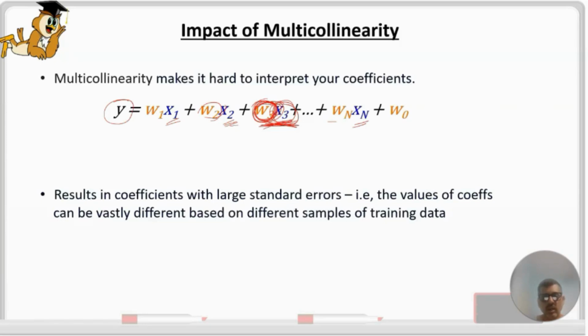So if you had multicollinearity, the standard error of that coefficient is going to be high, which means that the value of W3 could vastly differ depending on which subset of the training data you took to run your regression. Now this is sort of related to point number 1. This point and that point are related, but I've put them here to re-emphasize the point.